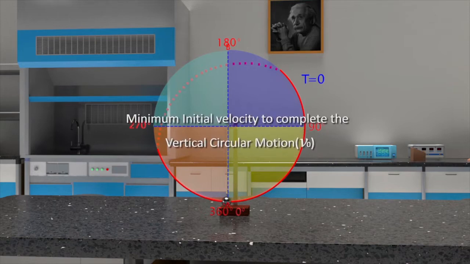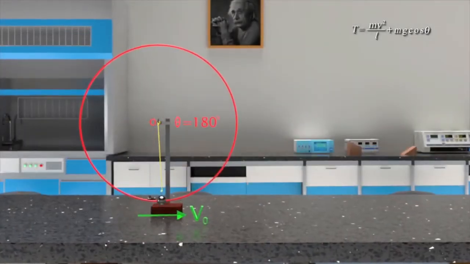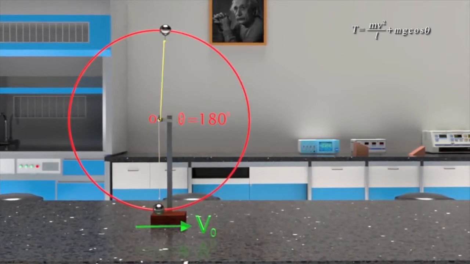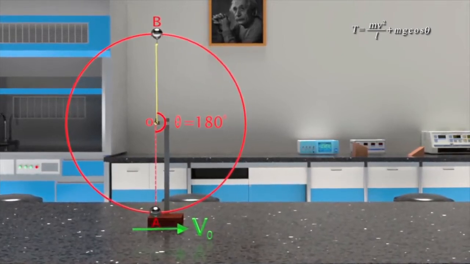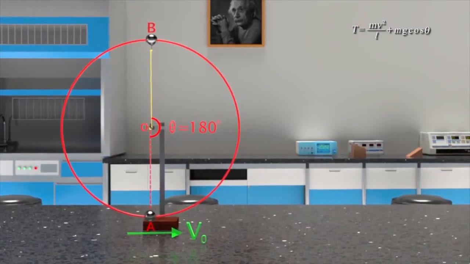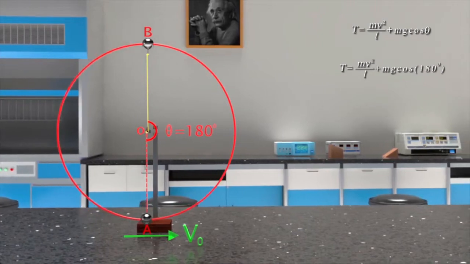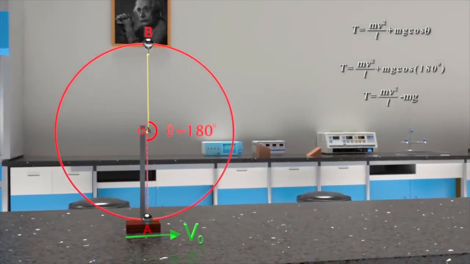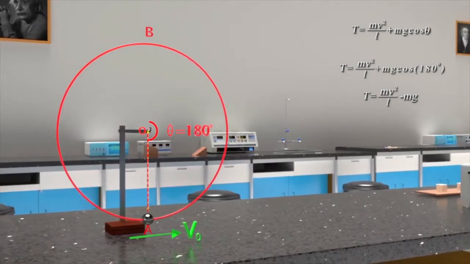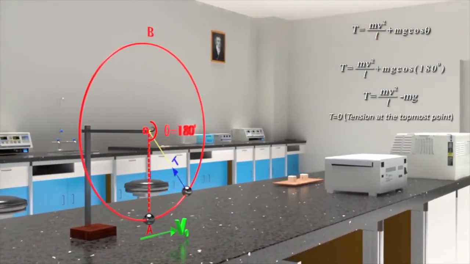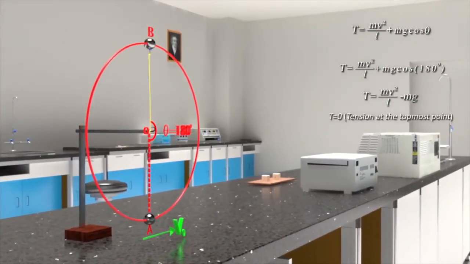Minimum initial velocity to complete the vertical circular motion. Consider the case where initial velocity of the bob is sufficient to complete the whole circle. At the highest point B, theta is 180 degrees. Substituting theta equal to 180 degrees in this equation, tension in the string is equal to mv square by L minus mg. If the initial speed is just sufficient to bring the bob to the highest point, tension in the string at this point is 0.